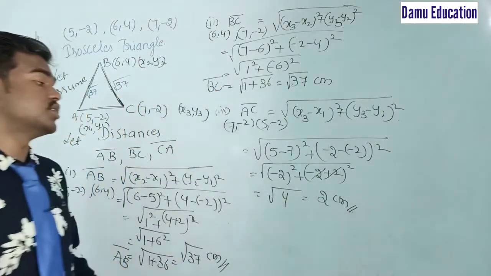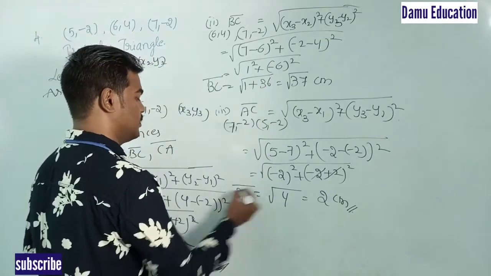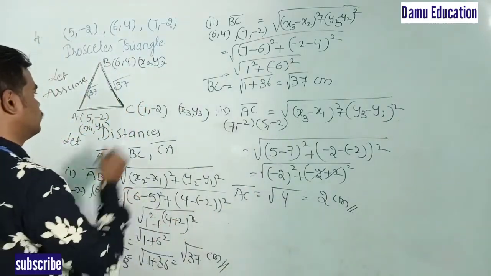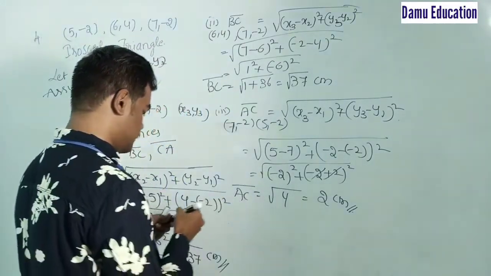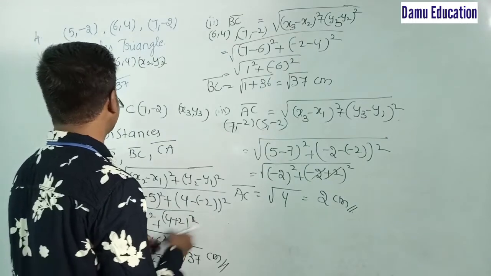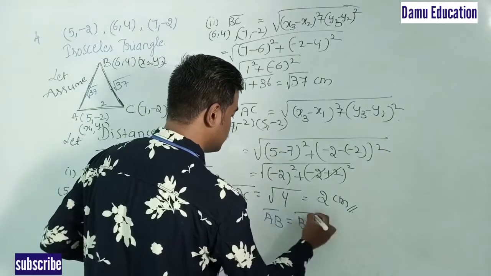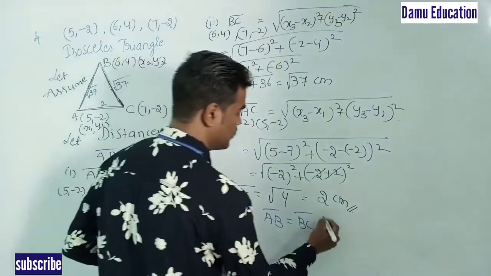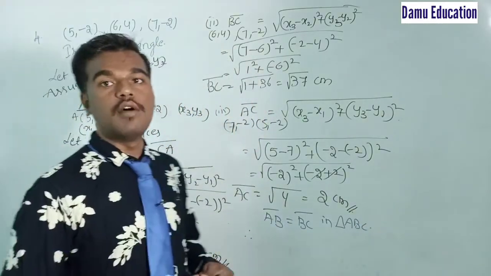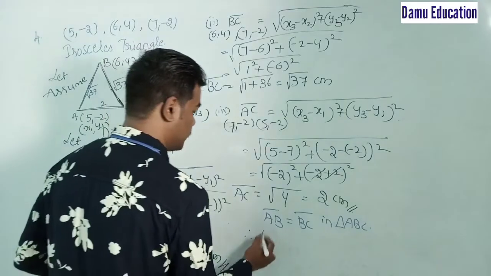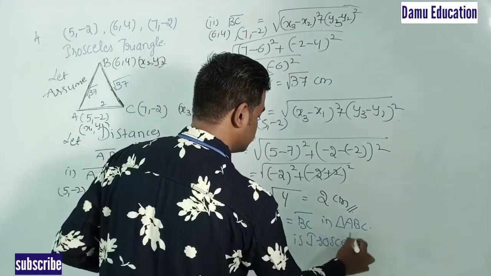So what answer are we getting here? We got 2 centimeters. This is AC. So AC is 2 centimeters. Then what sides are equal to each other? AB and BC. AB is equal to BC in triangle ABC. Therefore the given vertices form an isosceles triangle. So triangle ABC is an isosceles triangle.